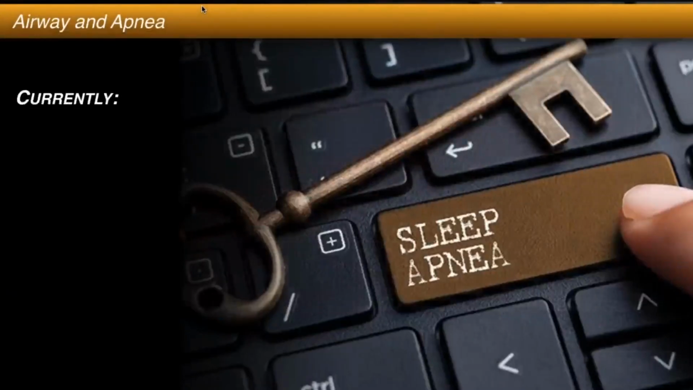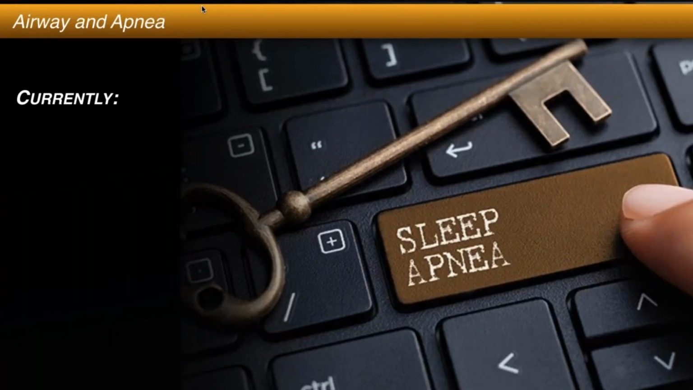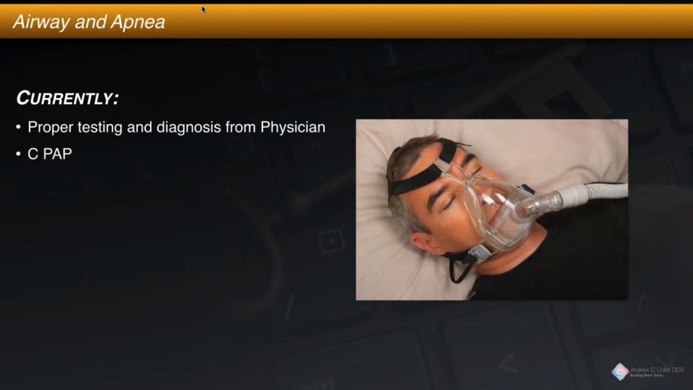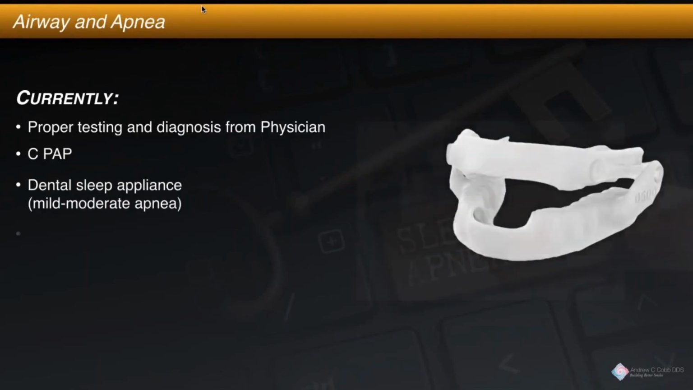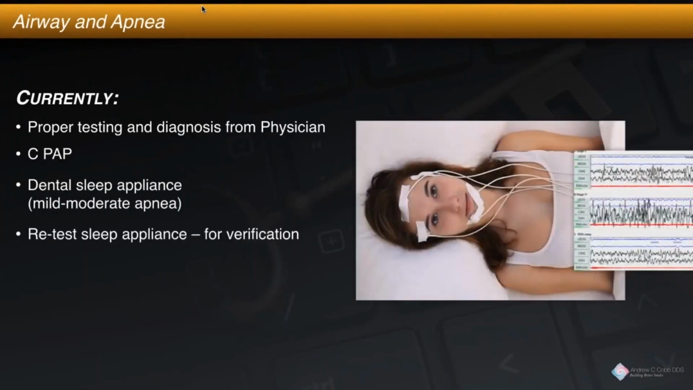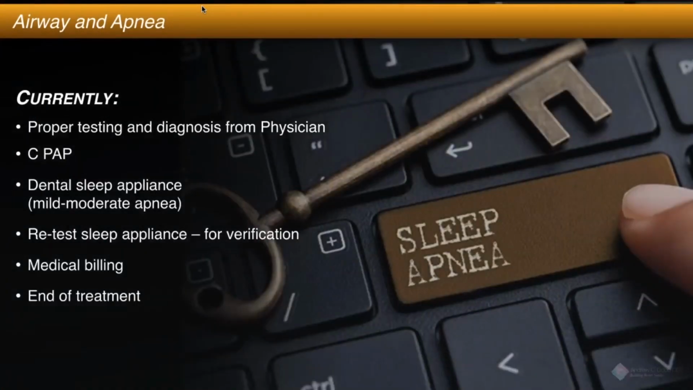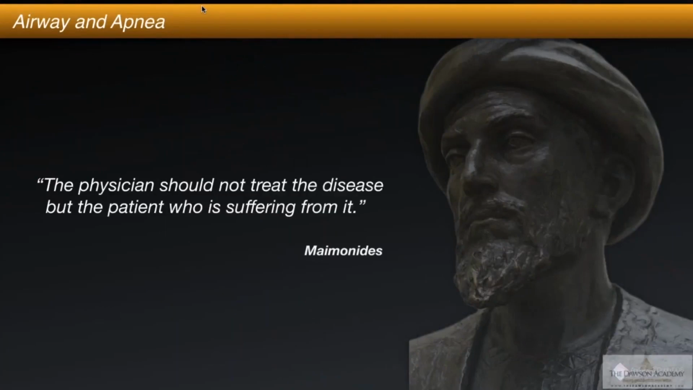Here's where we are currently with airway and apnea. You get proper testing and diagnosis from the physician, a polysomnogram. Patient gets a CPAP. If it's mild to moderate, they can get a dental appliance. We've got to titrate the dental appliance, make sure it works, sleep test again, medical billing, and a treatment. It's not really treatment, it's a substitute. Now, the patient can breathe, that's quite all right. There are downsides on each of those, and we don't have the time to get into it yet, but any treatment can have negative effects, and both of those can have negative effects on the dental side.